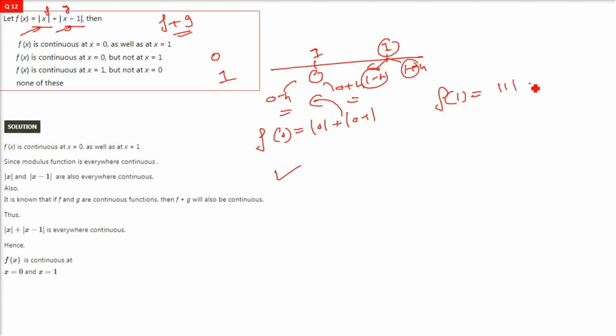For example, when you really want to find out the value of the function at 1 and 0, you can just put this value, and that will be equivalent to the value of left hand limit and right hand limit in the case of 1, in the case of 0. So we can just tell that f(x) is continuous at x equals 0 and x equals 1, right?